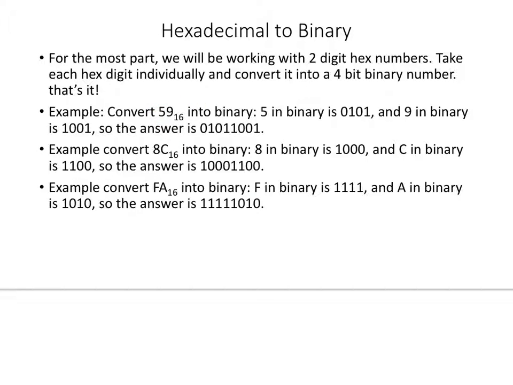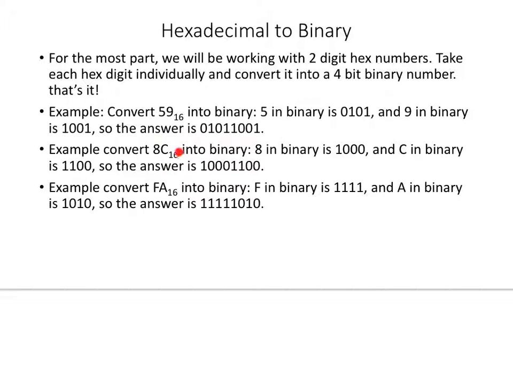We have this number, 59, which is in base 16. So we take that 5 and convert it directly to binary, which is 0, 1, 0, 1. This is 1's place, 2's place, 4's place, so this is 5. And then we take the 9 here, and 4 bits, 1, 0, 0, 1. This is the 1's place, 2's place, 4's place, 8's place. 8 plus 1 is 9. So 59 in hexadecimal is equal to 01011001 in binary. Okay, that's all there is to it.